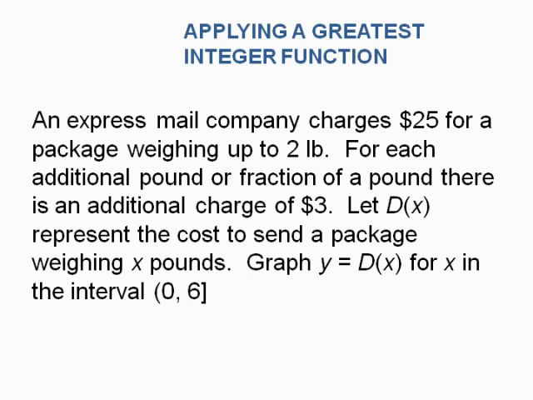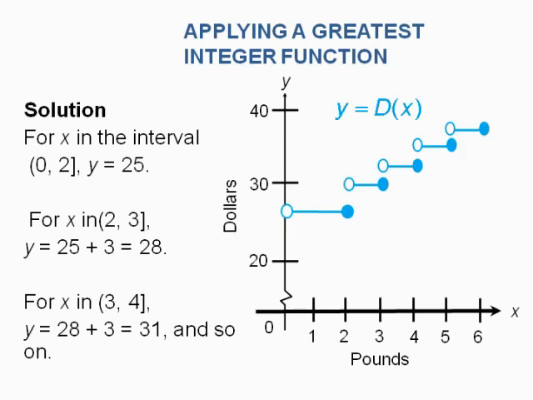But anyway, it says an express mail company charges $25 for a package weighing up to 2 pounds. For each additional pound or fraction of a pound there is an additional charge of $3. So we're going to let D of X represent the cost to send a package weighing X pounds and graph Y equals D of X in the interval 0 to 6. So notice here, for X in the interval from 0 to 2, Y is 25. For 2 to 3, we got the step there, add 3, 28. For 3 to 4, 31, and so on. So that is how some businesses would apply the step function.